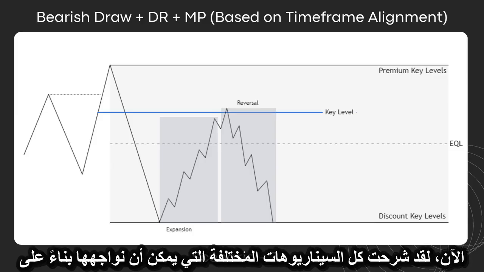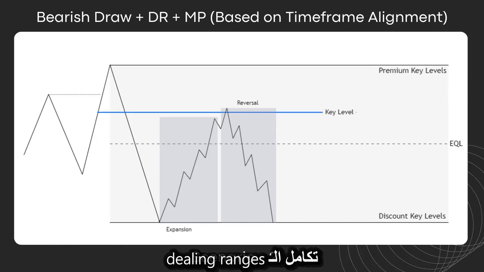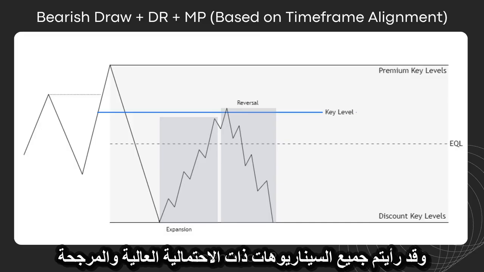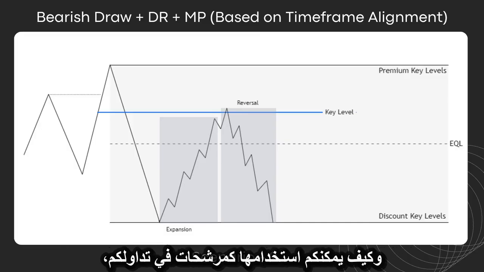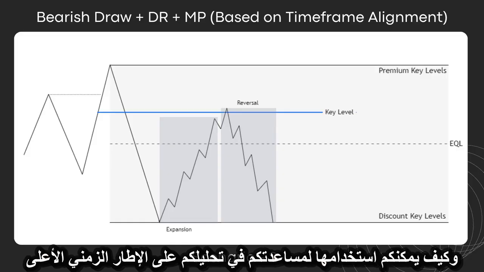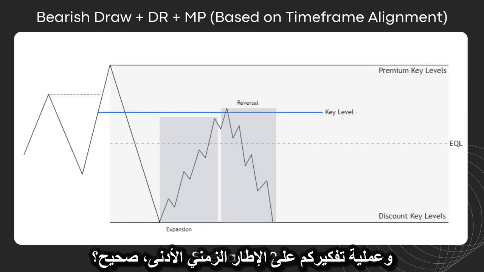Now I have explained all the different scenarios we can have based on the integration of dealing ranges, market profiles and key levels, and you've seen all of the highly likely and high probability scenarios and how you can use them as filters in your trading, and how you can use them to assist you in your higher time frame analysis and your lower time frame thought process, right?